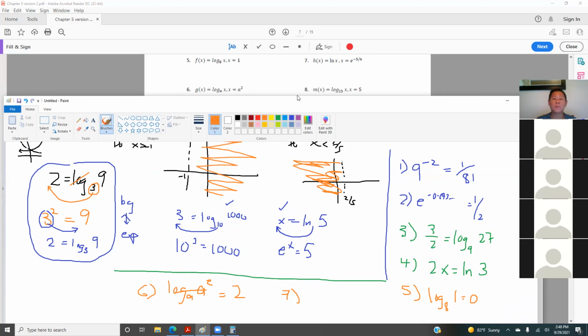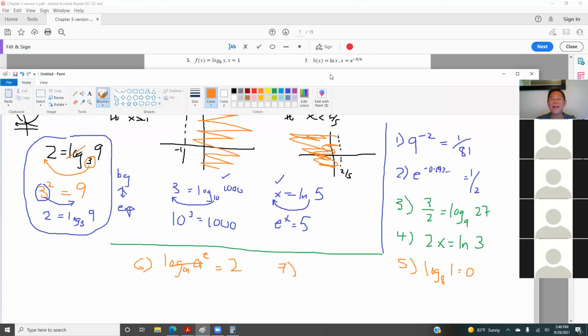How about question number 7? ln x, where x is e to the negative 5/6. When you plug x in as e to the negative 5/6, what did you get? Don't forget, ln is base e, right? And what happens to the e and e here? They cancel out like number 6. So you get what here? Negative 5/6. Negative 5/6.